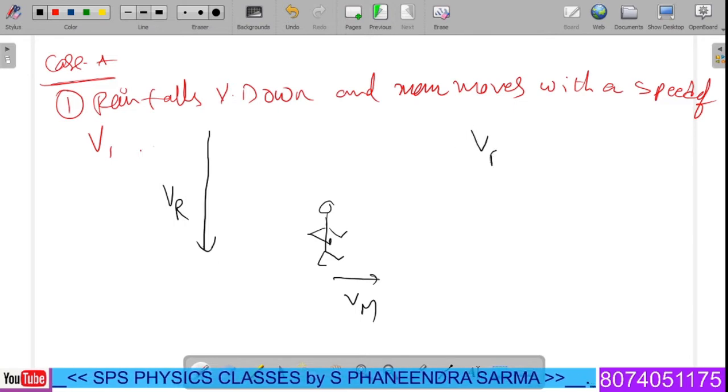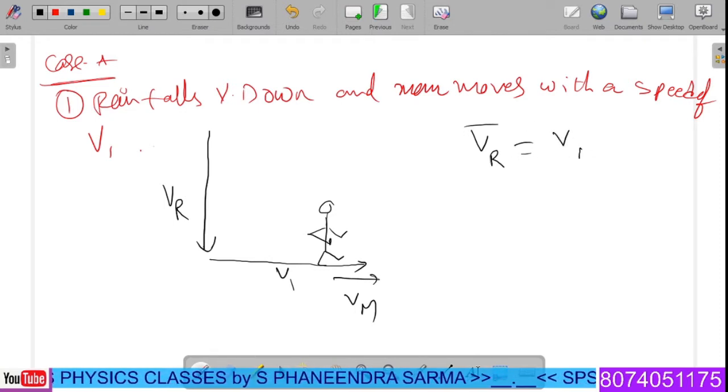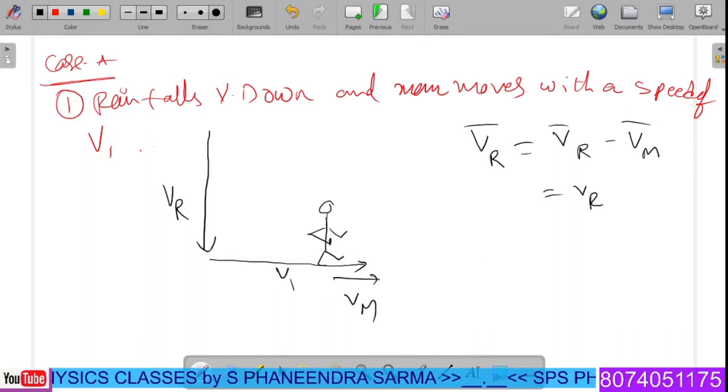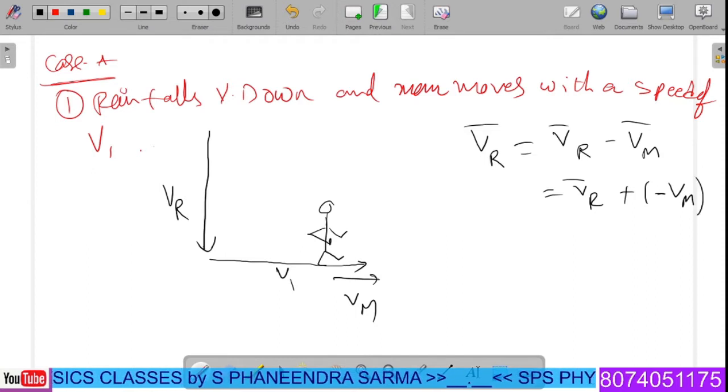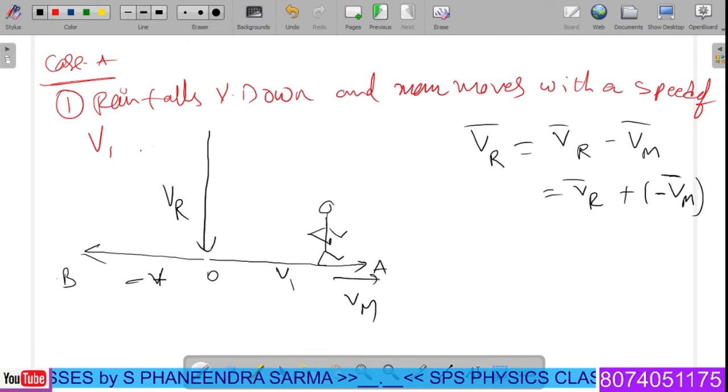So this is the direction of VM. VM velocity is nothing but V1 here. What is the important step? Here it is nothing but VR bar minus VM bar. That means VR bar plus minus VM bar is required. So we have to consider the exactly opposite vector. Whatever the length from O to A, the same length has to be taken in the opposite direction. From here we therefore get minus VM.